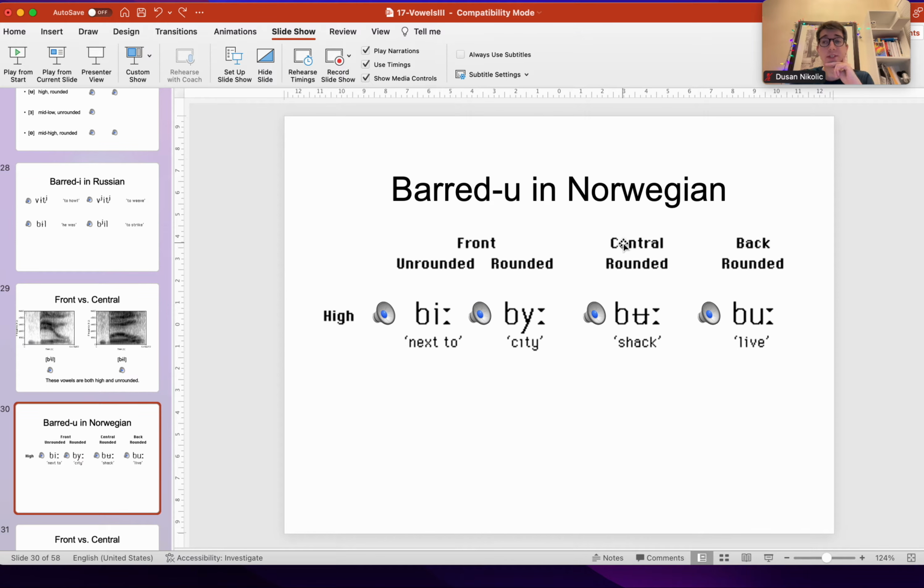And barred U is prominent in Norwegian. It's also prominent in English, as in dude, right? Super, and words like that. But we can see how it works contrastively in Norwegian. These are front unrounded contrasts in these two vowels in Norwegian, and these are central and back rounded vowels. And there is a contrast in Norwegian.